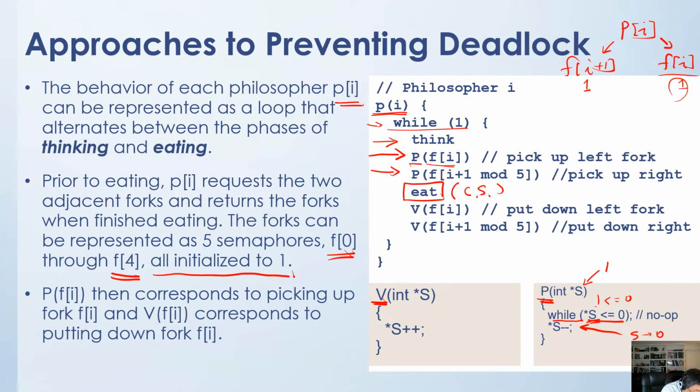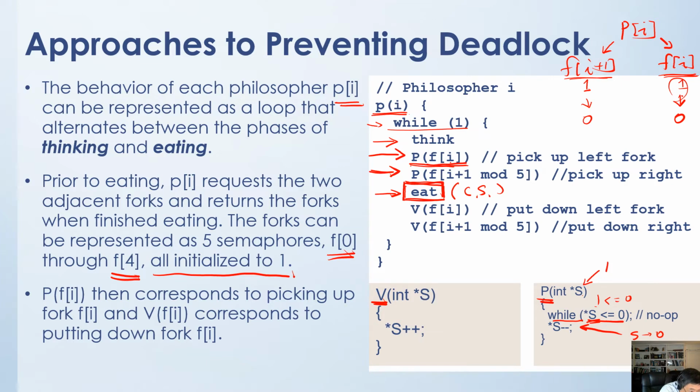After you call the operation P(fi), the value of fi is reduced to 0. Same thing for the other operation, P(fi+1): you change fi+1 from 1 to 0. Then Pi enters its eating state. While Pi is in the eating state, both semaphores fi and fi+1 are 0.